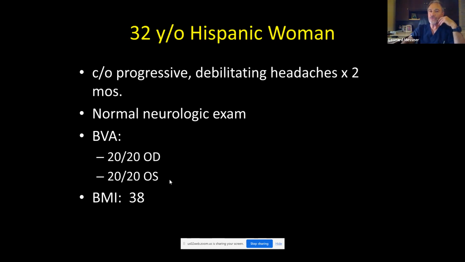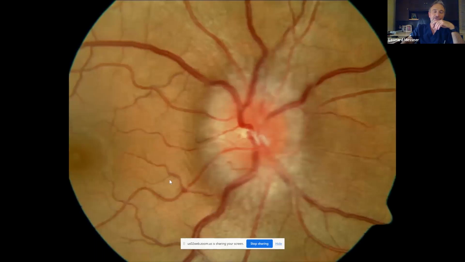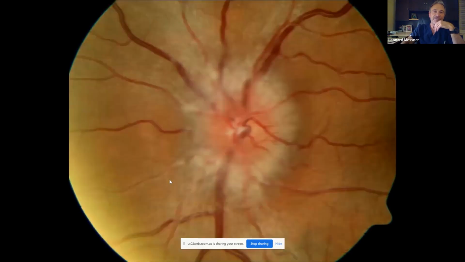She presents with progressive debilitating headaches of several months' duration. Her neurologic exam is essentially normal. She has synchronous pulsatile tinnitus. She has 20/20 vision in each eye, and her BMI is significantly elevated at 38. If we look at her optic nerves, here in the right eye, she is easily a grade 3 papilledema. And in the left eye, she's easily grade 3, encroaching on a grade 4.